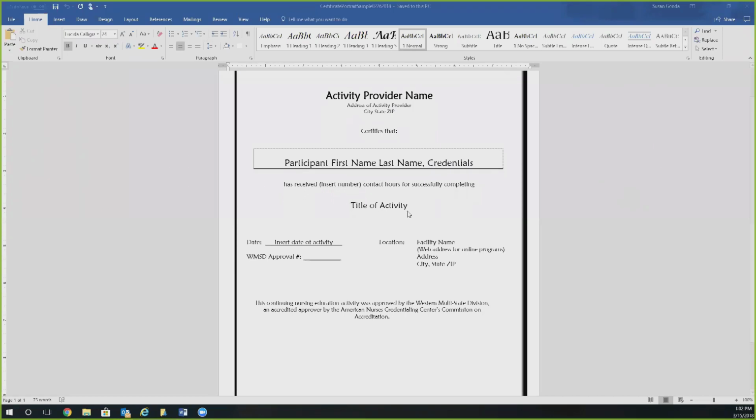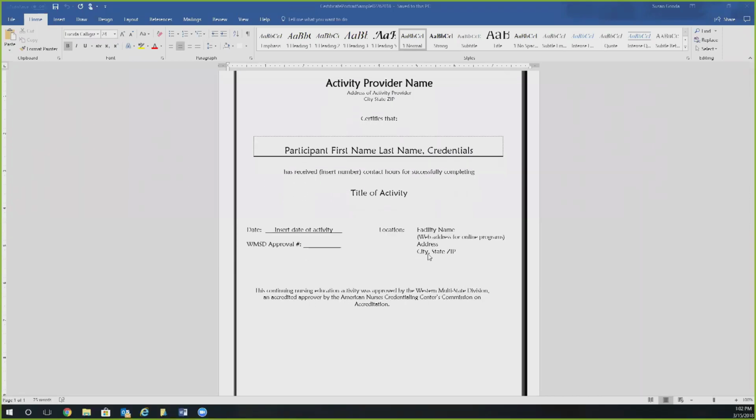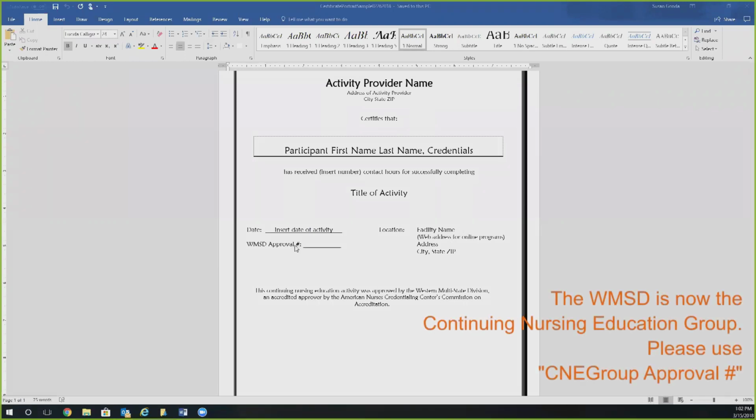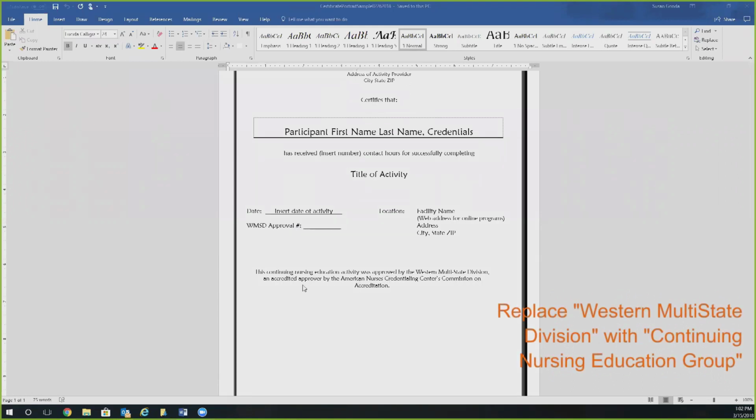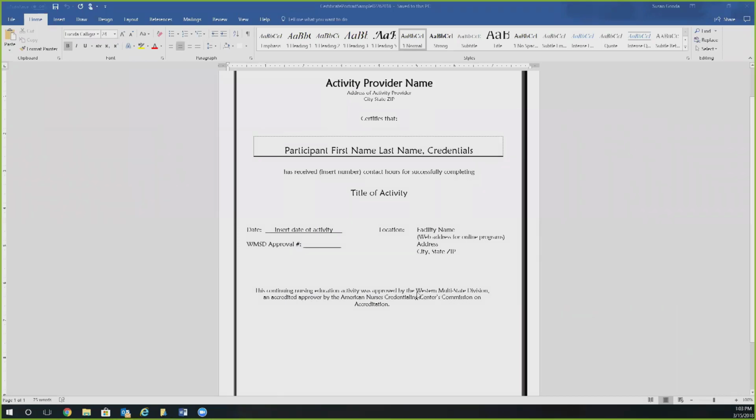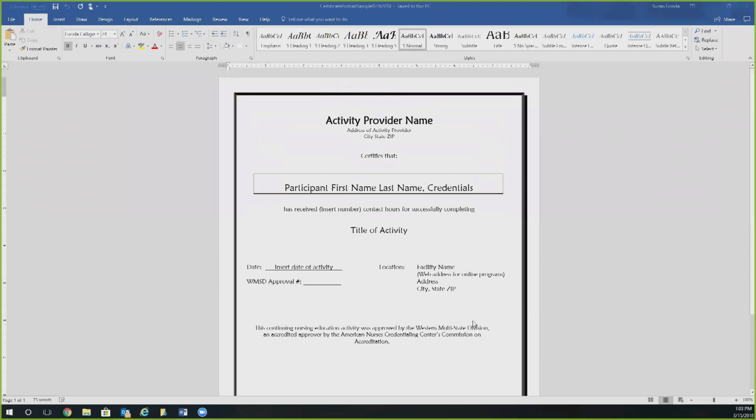Oh, here's the title of the activity. The date, the location of where you are holding the event, and the WMSD provider approval number, which we will send to you once we approve your application. And the last important sentence is right here. And the continuing education activity was approved by the Western MultiState Division as an accredited approver of American Nurses Credentialing Center's Commission on Accreditation.